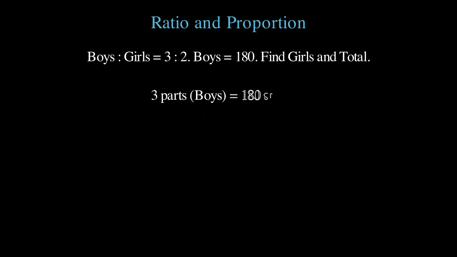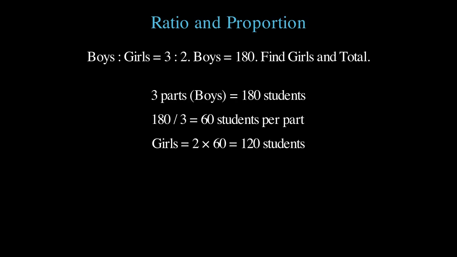The boys make up 3 equal parts, and together those 3 parts equal 180 students. Dividing 180 by 3 tells us that one part is worth 60 students. Girls make up 2 parts, so we multiply 2 by 60, giving 120 girls. Adding the boys and girls together, 180 plus 120 gives 300 students in total.